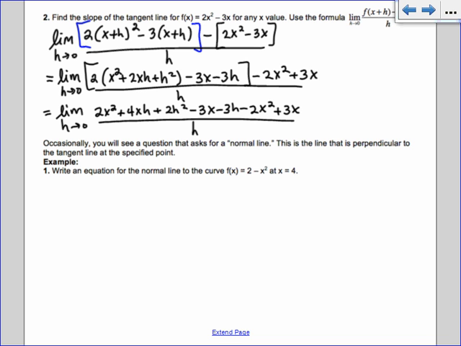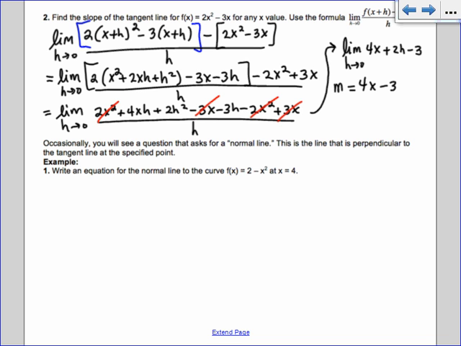All right, and if you did this correctly, a lot of things will cancel. In our case, we have negative 3x and positive 3x. We have 2x squared and negative 2x squared. Now the h goes into everything. It should go into everything. If you have just a number there, then you've done something wrong. So we get the limit as h goes to 0 of 4x plus 2h minus 3. Now as h goes to 0, we end up getting 4x minus 3.